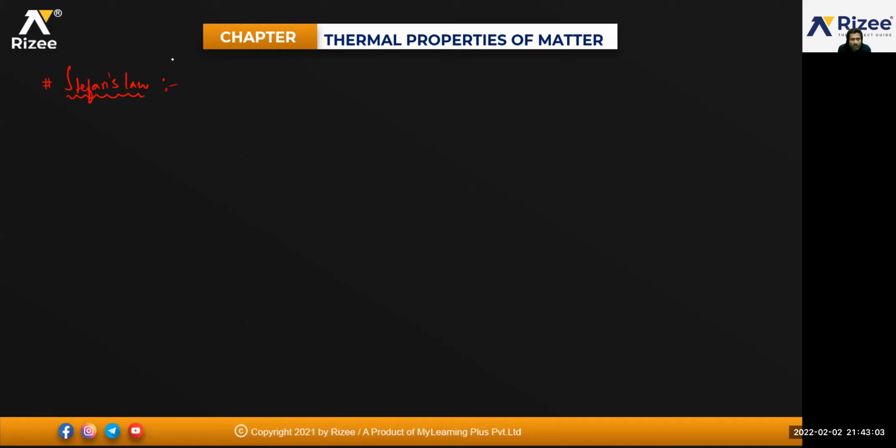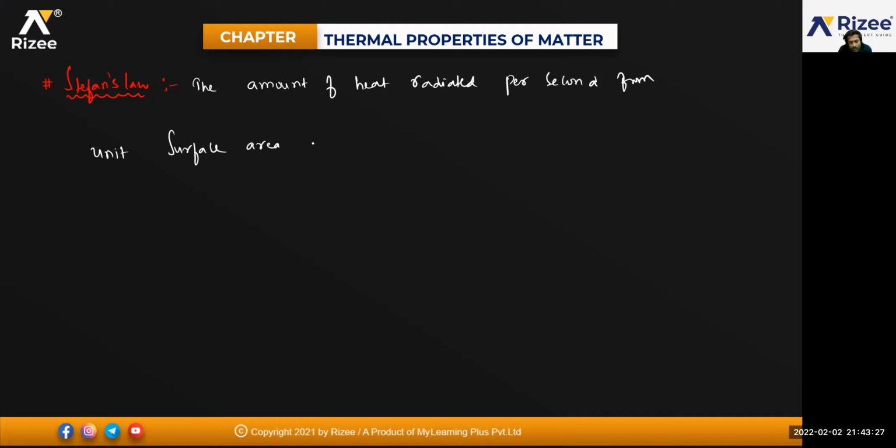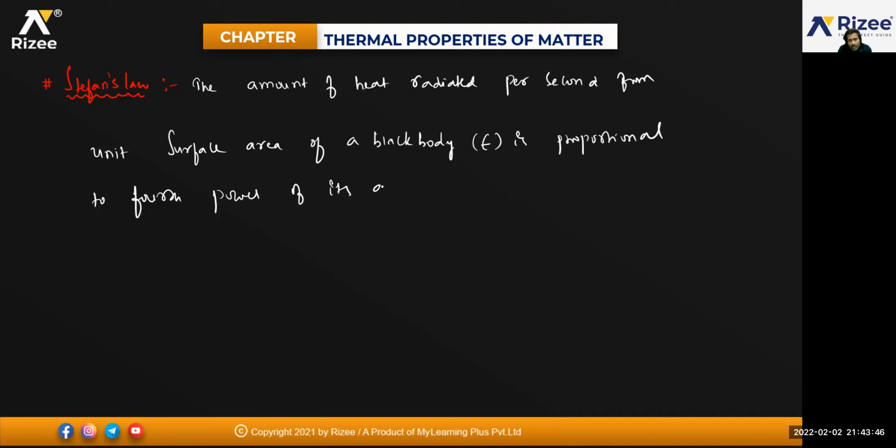Okay. See the statement for this one better. The amount of heat radiated per second from unit surface area of a black body, that is represented by capital E, is proportional to the fourth power of its absolute temperature, that is capital T. This is called Stefan's law, or also we can call it the fourth power law.